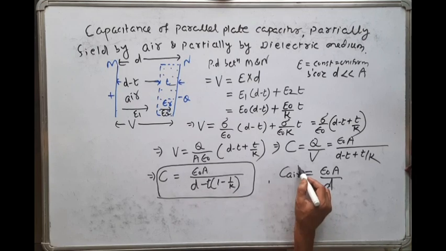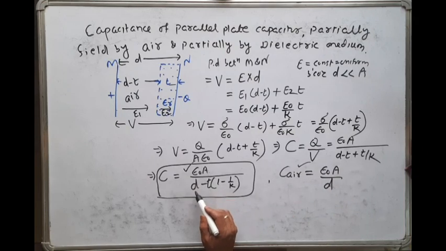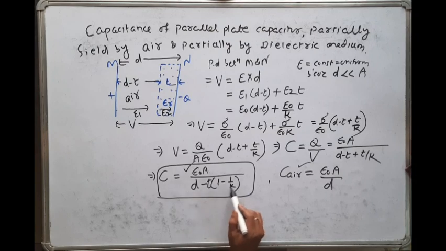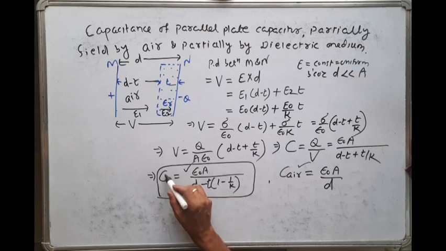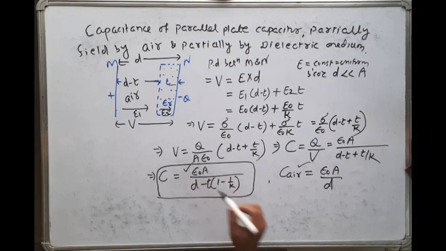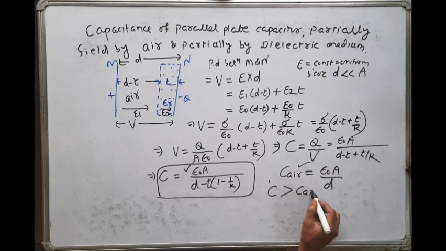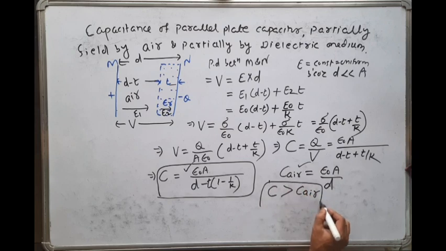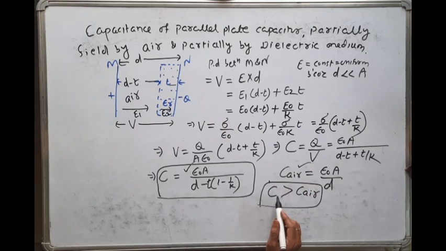Now we compare this with this. Here epsilon naught A by D, here epsilon naught A by D minus something. That means here the denominator is less compared to this. So if the denominator is less, then the fraction will be more. That means capacitance with dielectric is greater than capacitance in air medium. So we proved here also that using a dielectric, the capacitance value increases.